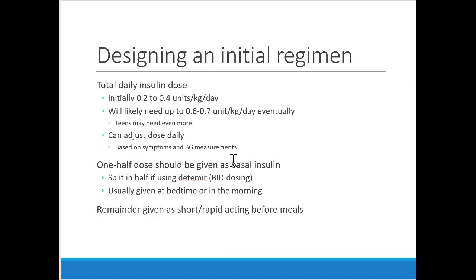I'm not going to spend any time on designing a regimen for a type 1 patient because it's just, again, out of scope, but you can see here, it's weight-based. You base it on total daily needs, and then you adjust based on your initial regimen.